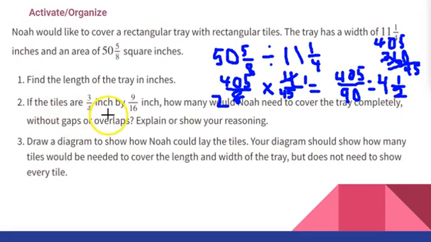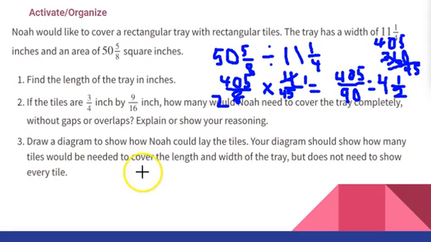So if it's covered with tiles that are 3/4 by 9/16, how many do we need there? Now this is a little bit tricky, because first we need to do a couple things, right? We need to find the area of each of those, and then what's the next step? Yeah, so the area of each of those tiles we have to take and divide it out of the area of the entire tray, so that way we can see how many would fit on there.